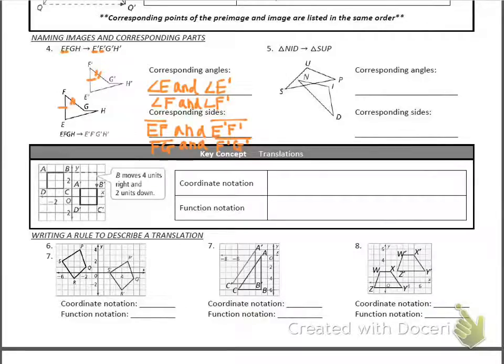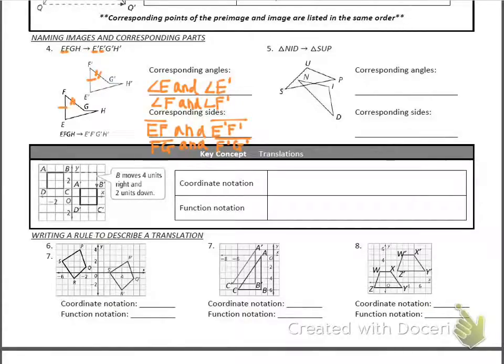Okay, that's something that's important, and we will come back to it several times. Rigid motions preserve congruence. So the image and the pre-image are always congruent because rigid motion doesn't change the size or shape. Okay, here's what I want you guys to do. Do number 5 for me really quick. This one's a little trickier because it doesn't use prime notation. Okay, guys, I'm just going to do one or two with you.